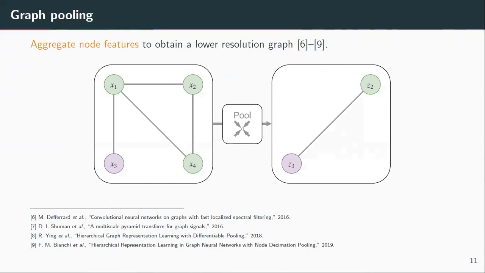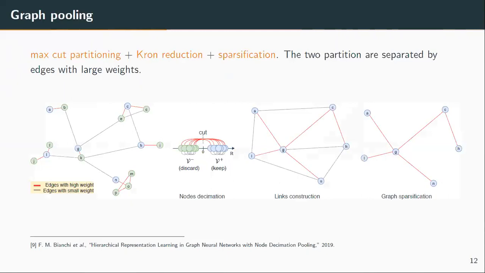And there are several approaches that have been proposed. For instance, this one we recently proposed with my collaborators, and is based on spectral partitioning, crown reduction, and sparsification. We don't have the time to go over the details of how it works. If you're interested, you can take a look at the paper there.